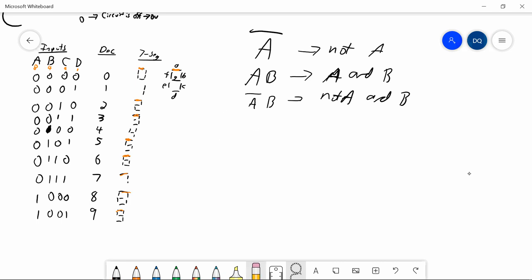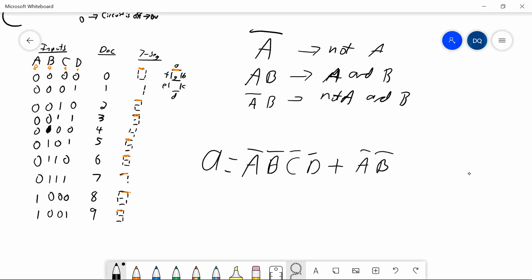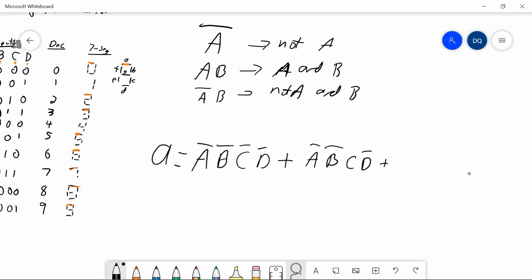So for segment A, it comes on if we have a 0, which is not A and not B and not C and not D. Or if we have a 2, which is not A and not B and C and not D. Or if we have a 3, which is not A and not B, C and D.